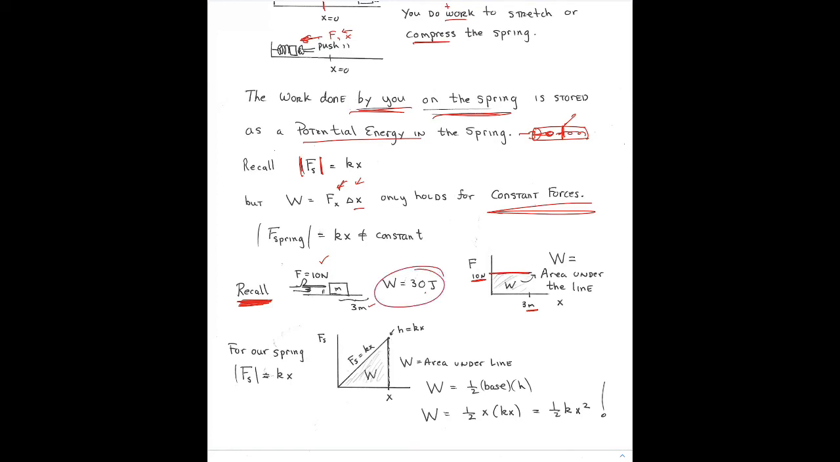But you found that the work done by you, your finger force, is 30 joules. Well, that's the same as doing 10 times 3. 10 times 3 gives you 30. But 10 times 3, that's just the area of that box. So the work done is the area under that line.